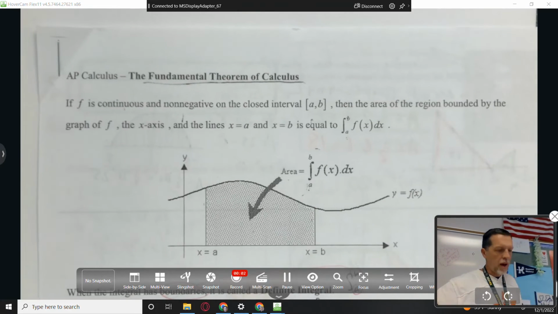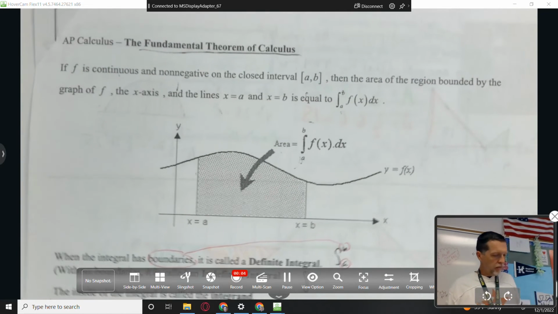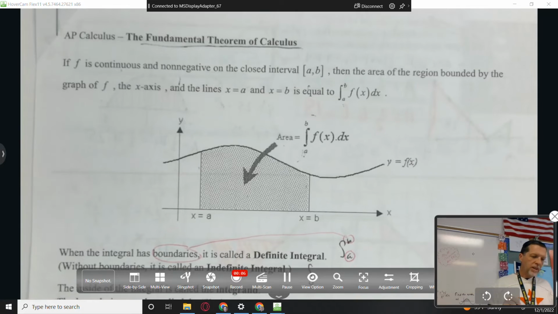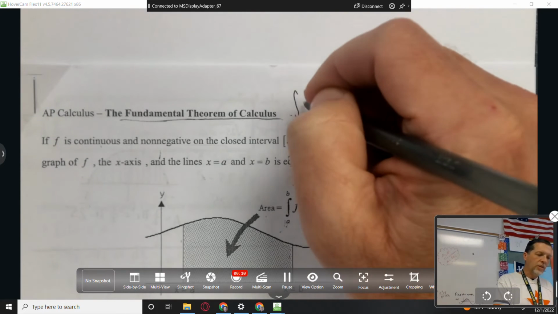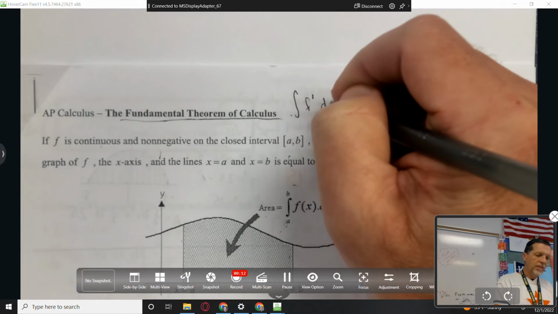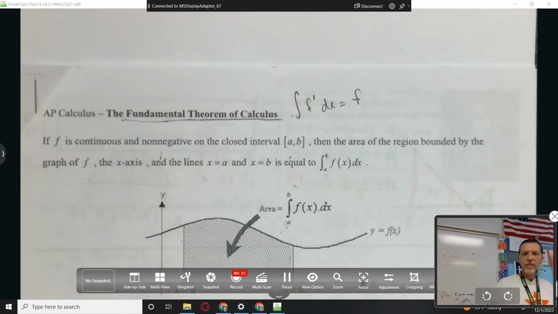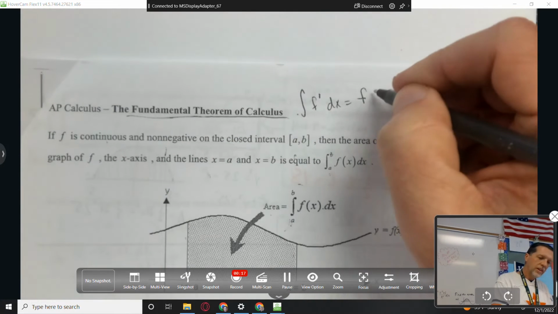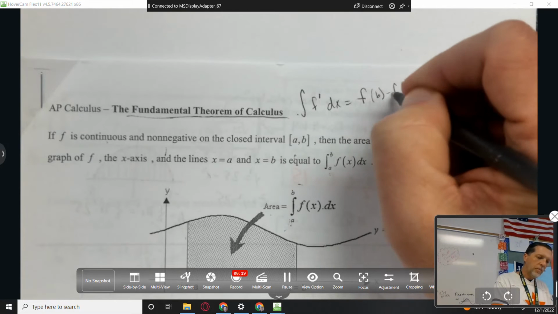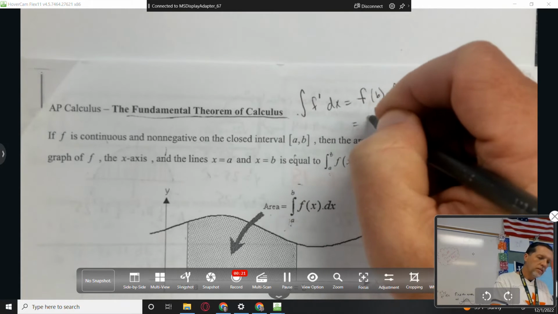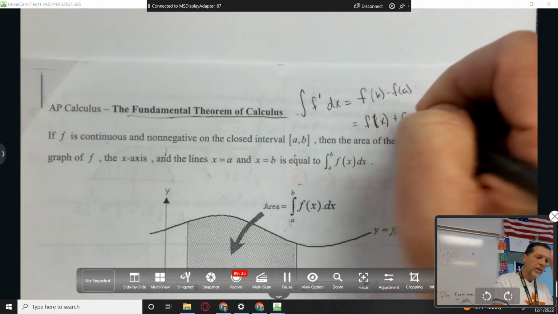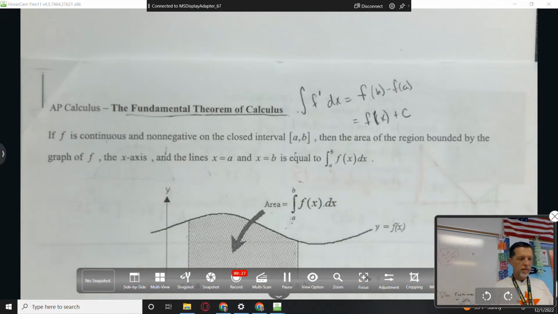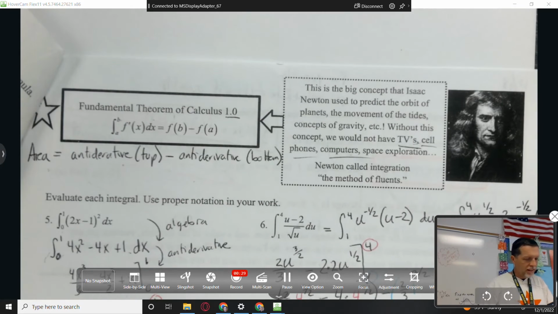So looking at the notes packet, page 1, fundamental theorem of calculus, part 1. That is basically the antiderivative of a derivative is back to f. And then either top minus bottom or plus c, kind of depending on the problem. So we did a whole bunch of that stuff.